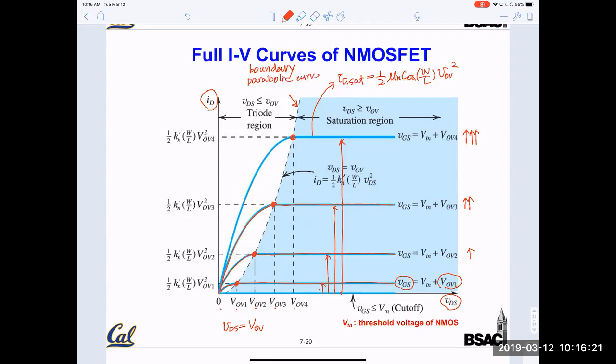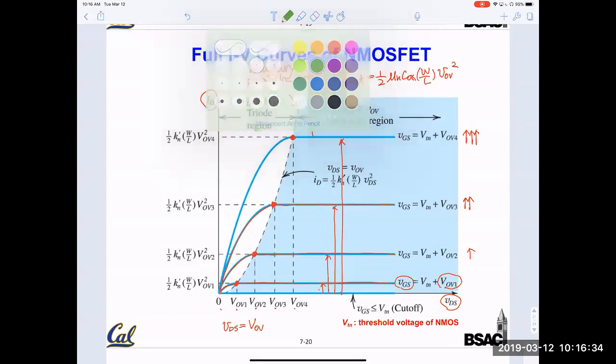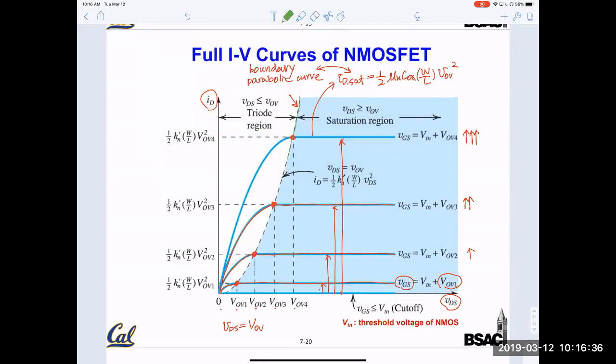And this parabolic curve is basically this curve, okay? This is the boundary. Let me just use a different color to highlight. So this is the boundary. The green line is the boundary. And this boundary curve is represented by this equation here.